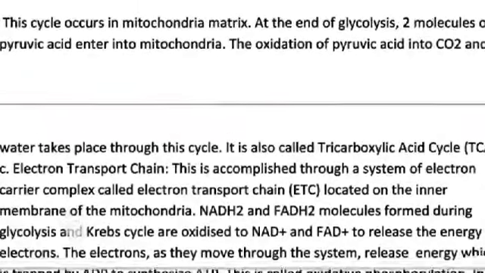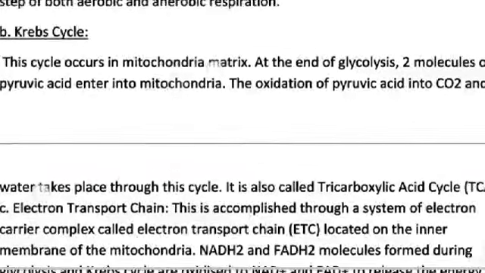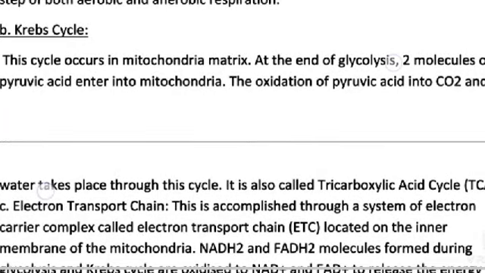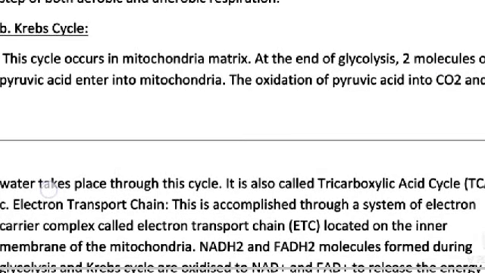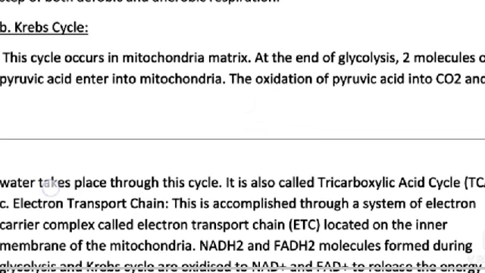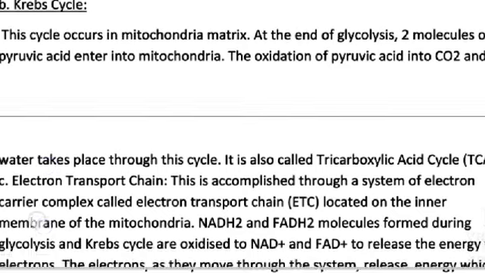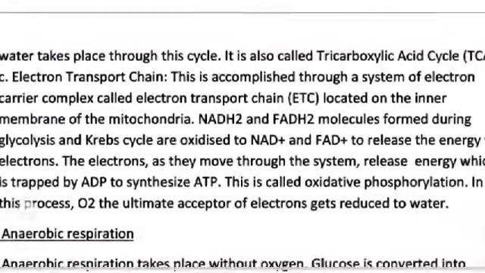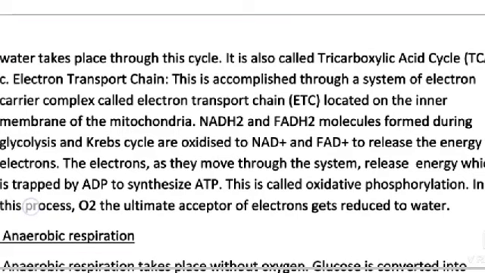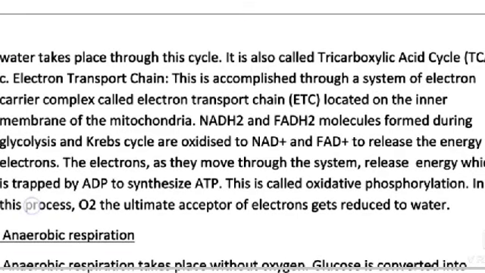Krebs cycle. The cycle occurs in the mitochondrial matrix. At the end of glycolysis, two molecules of pyruvic acid enter into the mitochondria. The oxidation of pyruvic acid into carbon dioxide and water takes place through this cycle. It is also called the tricarboxylic acid cycle.